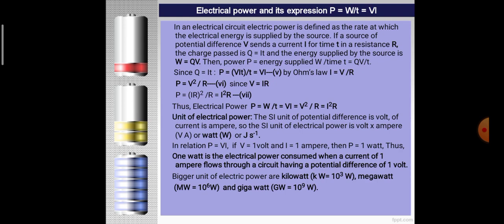The unit of electrical power. The SI unit of potential difference is volt, of current is ampere. So the SI unit of electrical power is volt × ampere, or watt, or joule per second. In the relation P = V × I, if V = 1 volt and I = 1 ampere, then power is 1 watt. Thus, the definition of 1 watt is the electrical power consumed when a current of 1 ampere flows through a circuit having a potential difference of 1 volt. Bigger units of electrical power are kilowatt, which is 10³ watt, megawatt, which is 10⁶ watt, and gigawatt, which is 10⁹ watt.